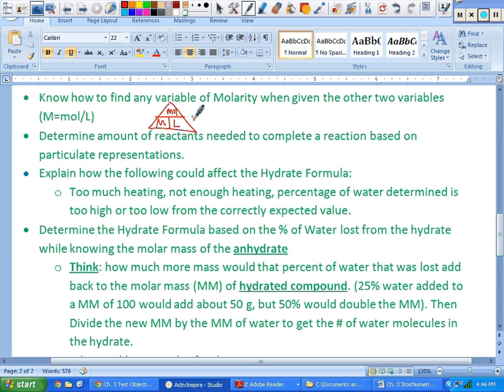Determine the amount of reactants needed to complete a reaction based on particulate representations. It's all about pictures. So, let me show you a picture. Chandler, you worked on some of these earlier. Did they make sense? Yes, sir. All right, good deal. So let's look at one of them.